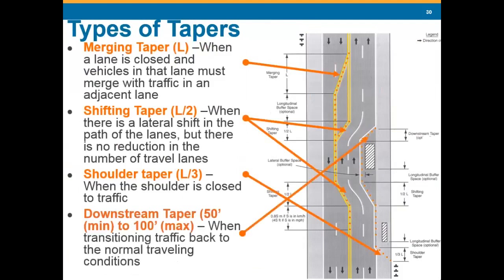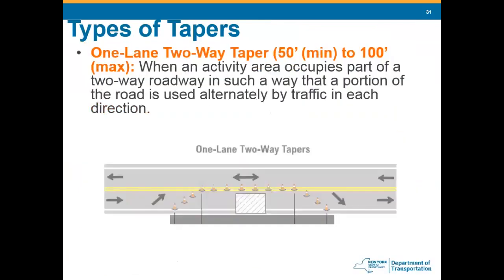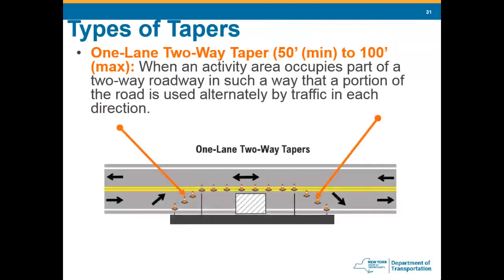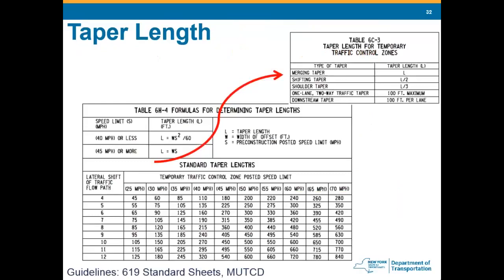Downstream taper, again, this is when we're going to bring them back. The work's done, we're past it, we're going to get them back into the regular flow. Types of tapers. 1 lane, 2-way, 100 feet max. You can see here, this is where our work is. Occupies part of a 2-way roadway. So we're going to use flaggers. Taper length, 6F-19-11. That's just where that's coming from.